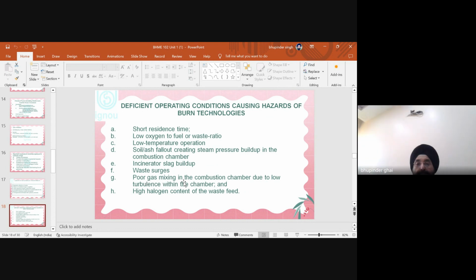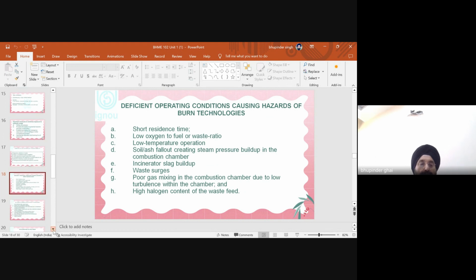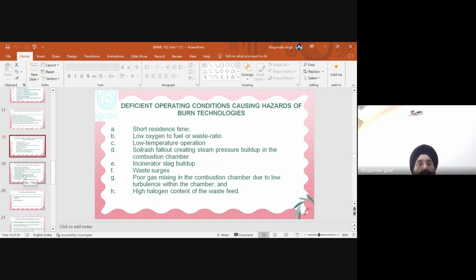Or poor gas mixing in the combustion chamber due to low turbulence within the chamber, and high halogen content of the waste feed. If the waste which is fed into the incinerator contains a higher amount of halogen, then there will be more release of toxic gases, and it will cause damage to the worker who is working near the incinerator.